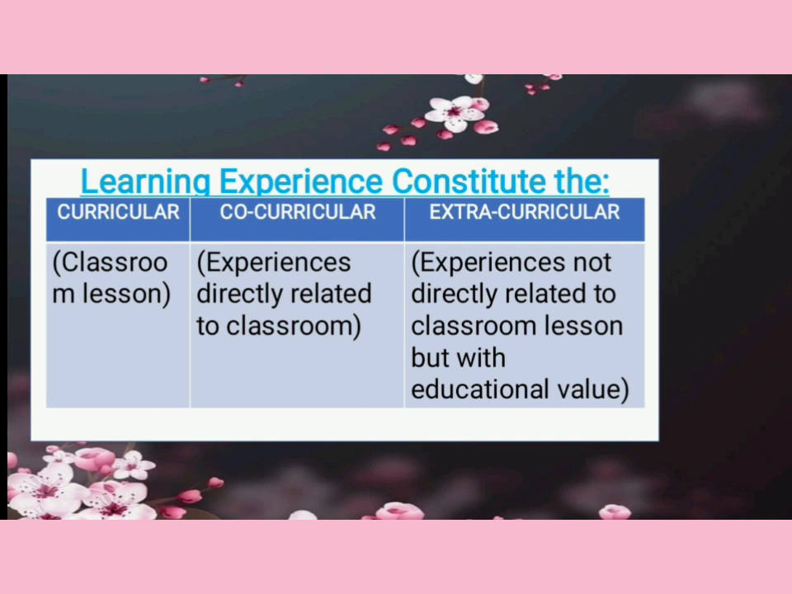Curricular is in the classroom lesson. Co-curricular experiences are directly related to the classroom lessons, such as debates and science contests. It pertains to activities that need participative involvement of the students in an academic field. Extracurricular experiences are not directly related to classroom lessons but have educative values, such as athletics and leadership training, activities that somehow pertain to physical involvement.